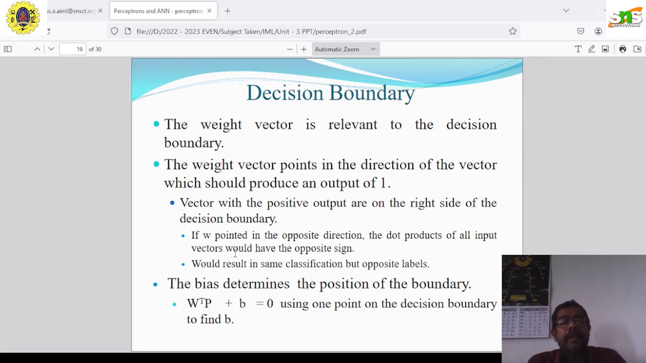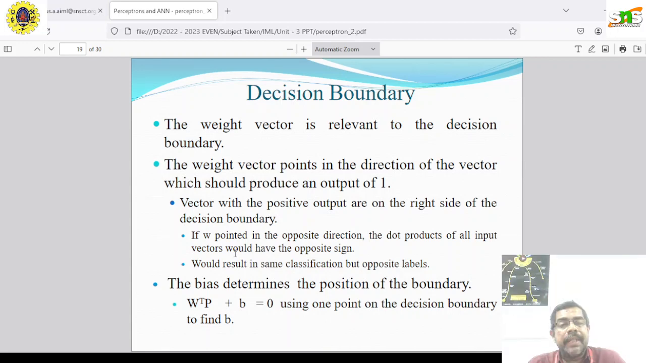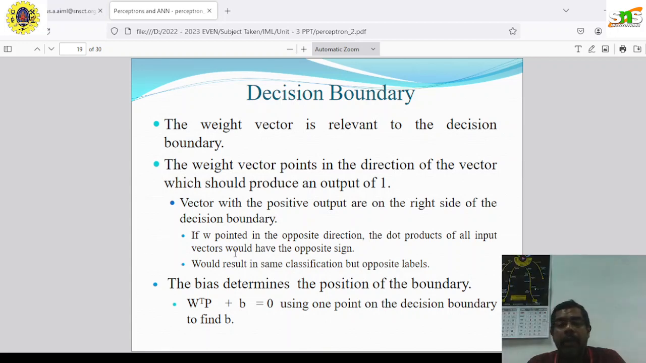Again, now we are going to look at the decision boundary. The weight vector is relevant to the decision boundary. The weight vector points in the direction of the vectors which should produce an output of 1. We already discussed this parameter. Vectors with a positive output are on the right side of the decision boundary, and if W is pointed in the opposite direction, the dot products of all input vectors would have the opposite sign. Obviously, that would result in the same classification but with opposite labels.